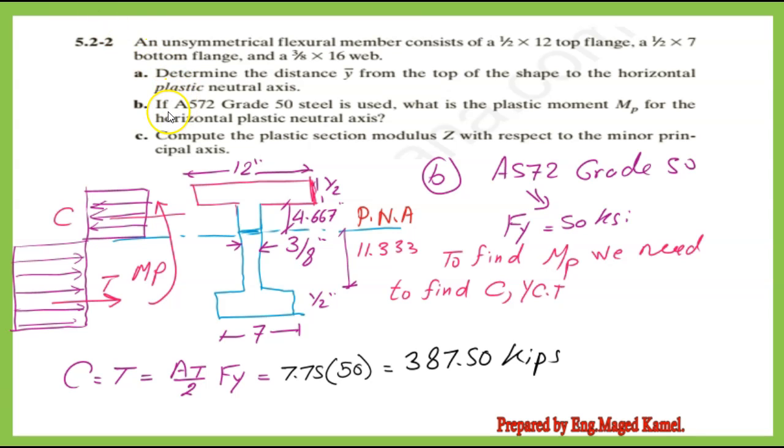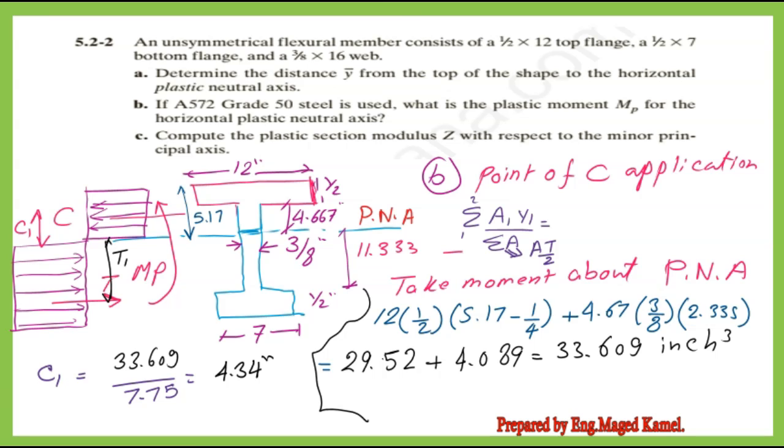From the next slide, as required by item B, we need to find the plastic moment in case A572 steel grade 50 is used. The yield stress F sub y equals 50 ksi. We will estimate the compression force C, which equals A total over 2 by F sub y, equals 7.75 multiplied by 50, equals 387.50 kips.